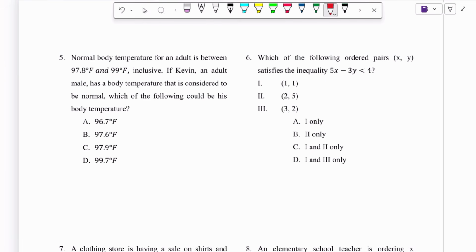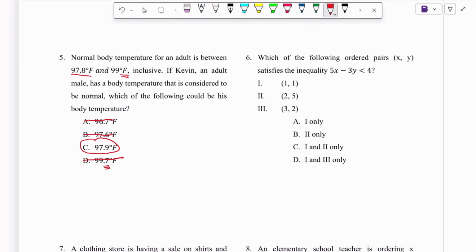So we're looking for between 97.8 and 99. Well, 96.7 is too low. 97.6 is still below this cutoff. This falls in the range. This 0.7 puts it out of the range. Answer choice C.